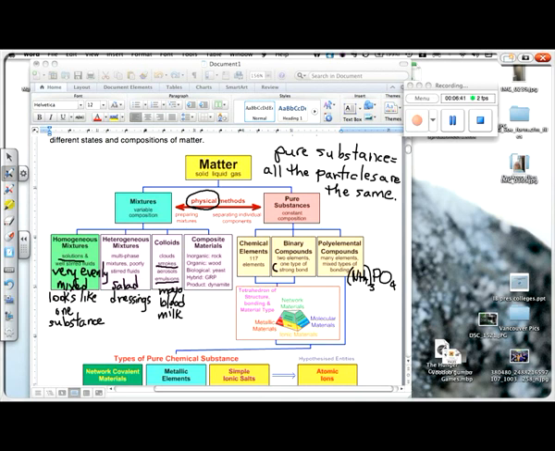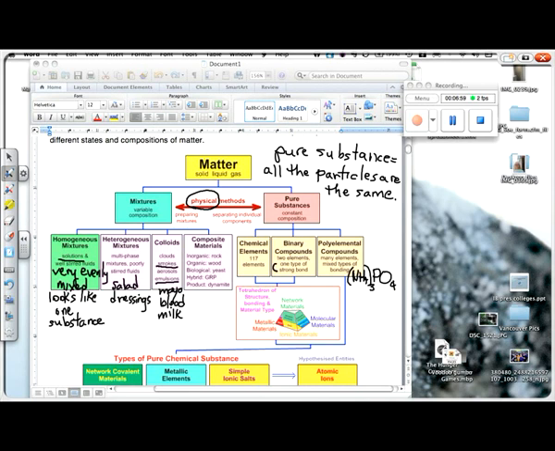But if you had a container of ammonium phosphate and that is all that was in that container, where every formula unit was 3 ammoniums to 1 phosphate, that would be a pure substance because all of the particles are the same.